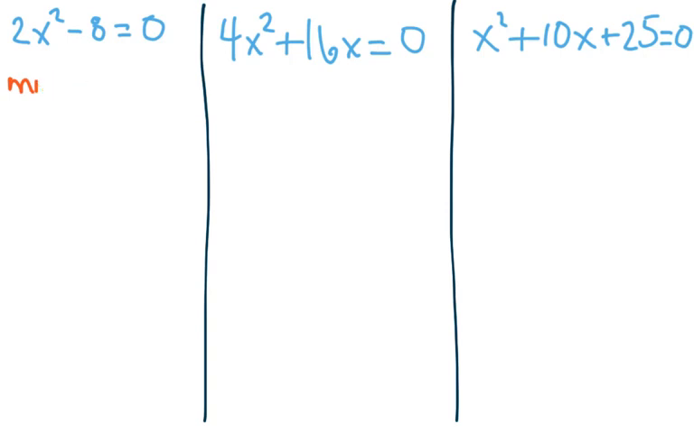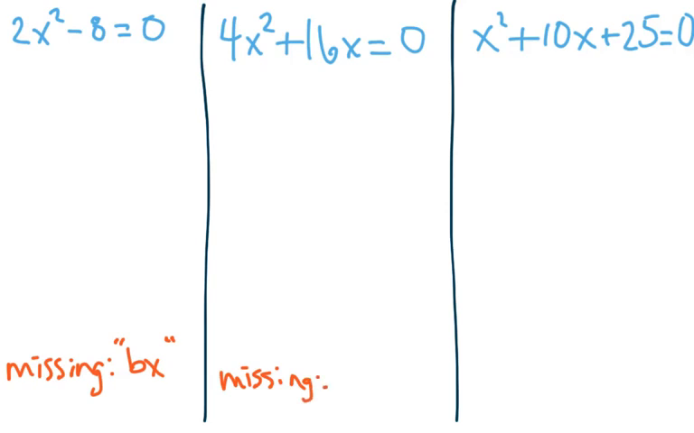Actually, I'm going to write that at the bottom. What's missing is, in this case, the bx. And for the second one, what's missing is the c term.